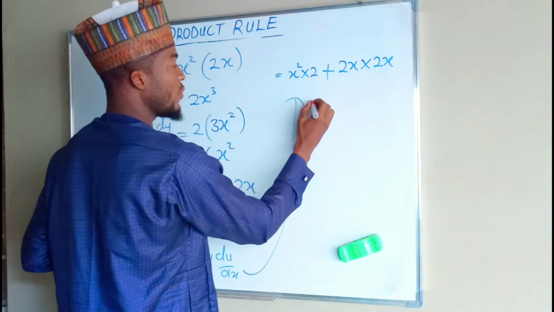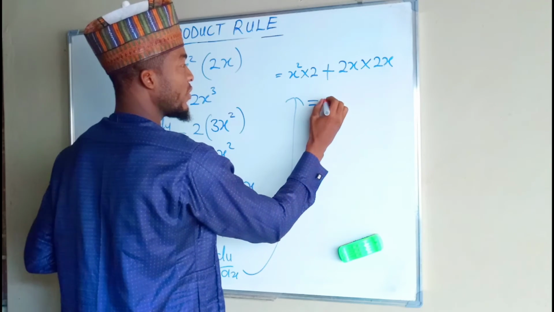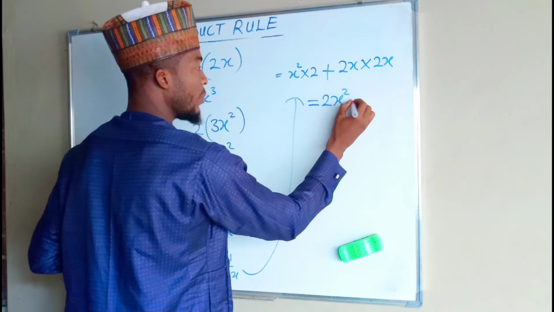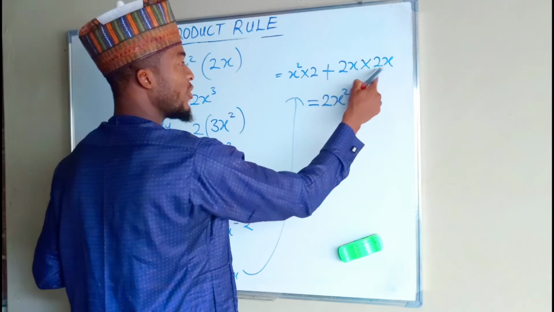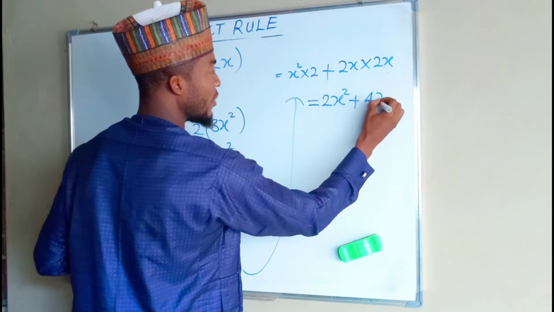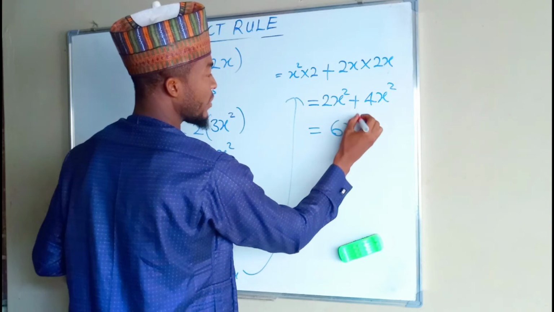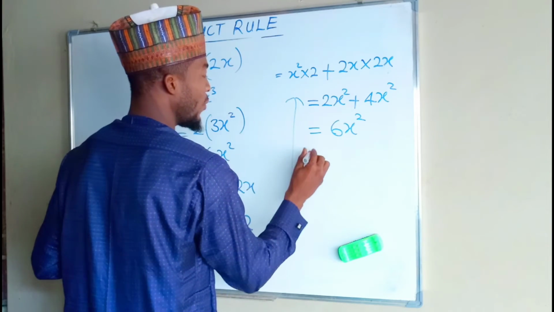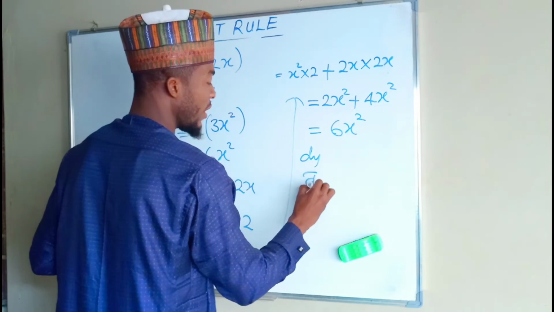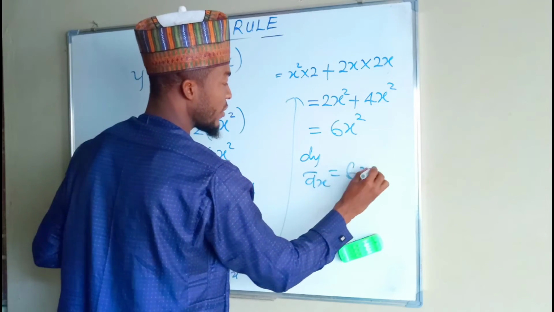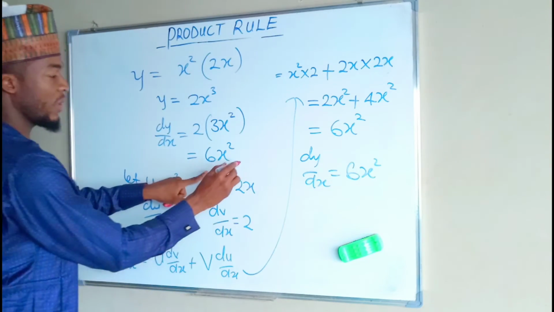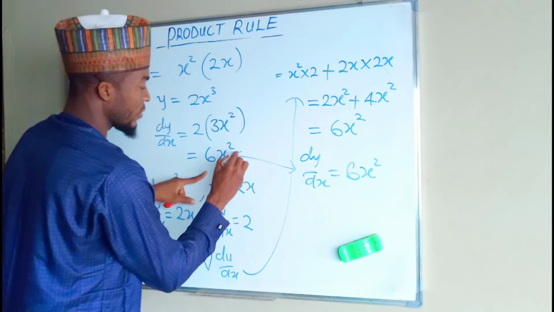x squared times 2 will give us 2x squared, plus 2x times 2x is 4x squared. This altogether equals 6x squared. Therefore, dy over dx is equal to 6x squared, which is just equivalent to this.